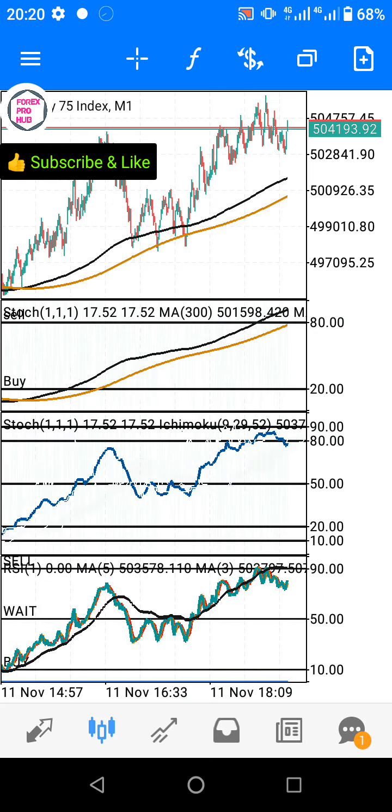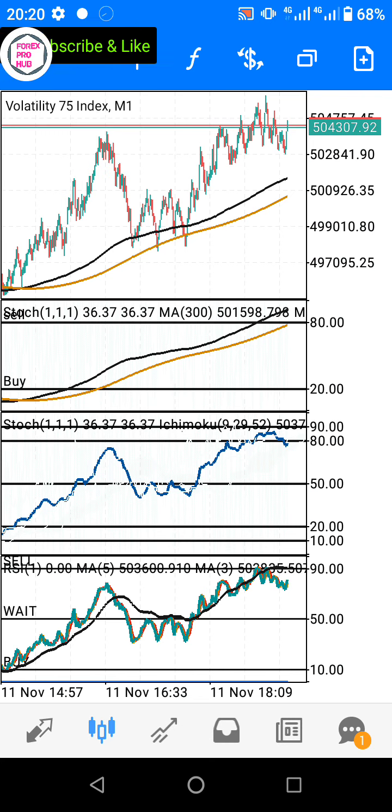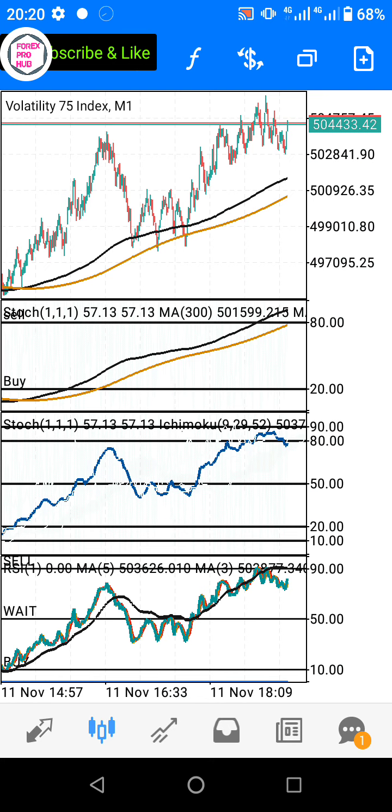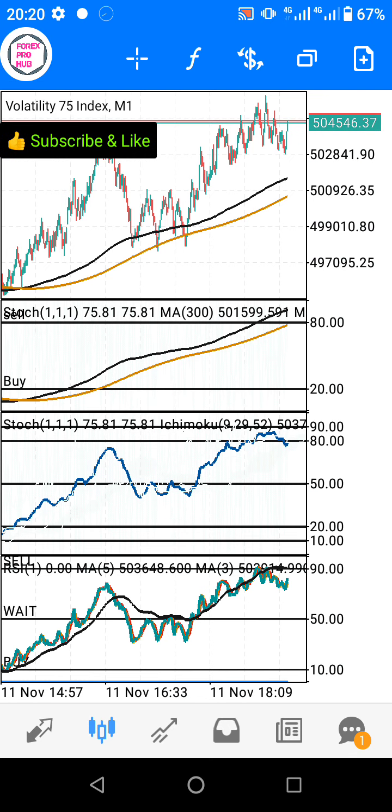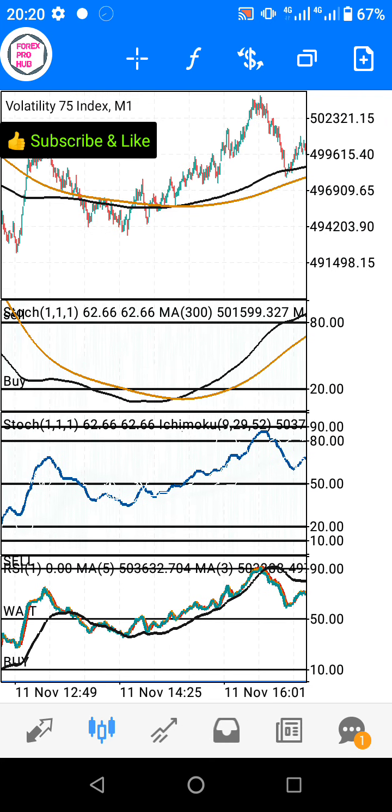Click on done. Now we are done with our setup, and now I'm going to show you how the strategy really works. How the strategy works is what I'm showing you right now. Now here it is. Let me backtest and then see what happened.